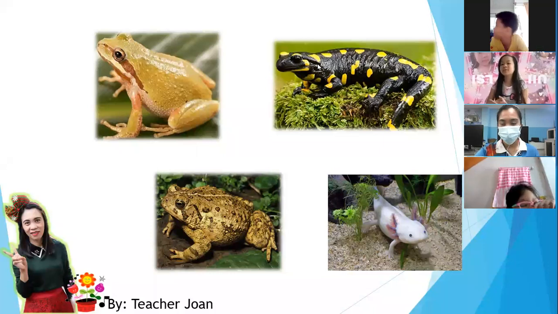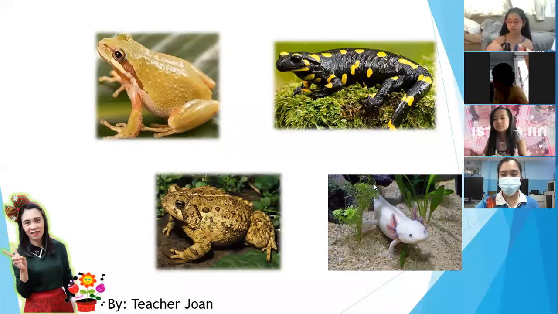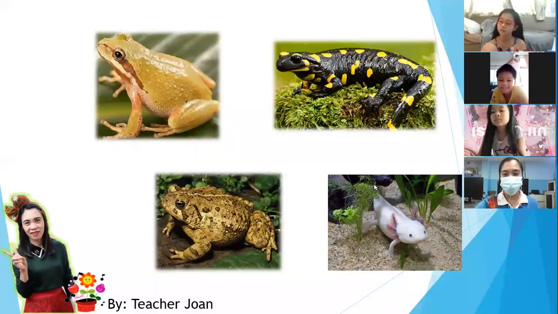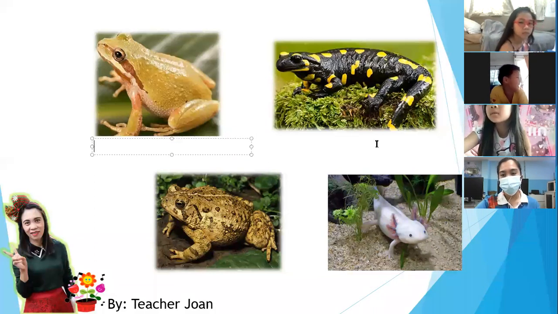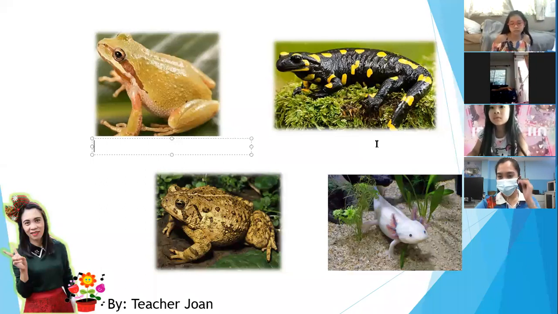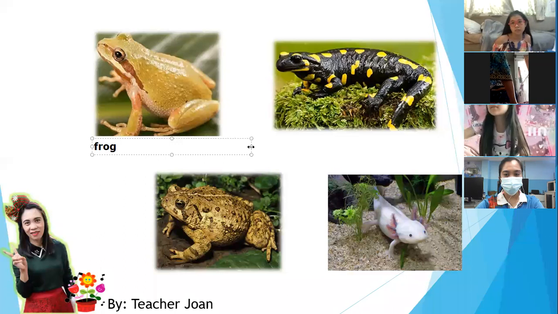Let's see. Kao Fang. Okay, wait, 11 students raise their hands. Let's see, Bubble first. Unmute your microphone, Bubble. The first picture, Bubble. Can you hear me? Okay. Frog. Frog, very good. So we have frog. Very good. Next picture.